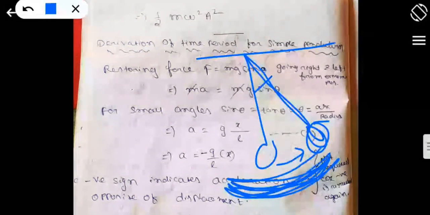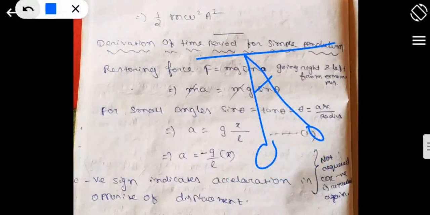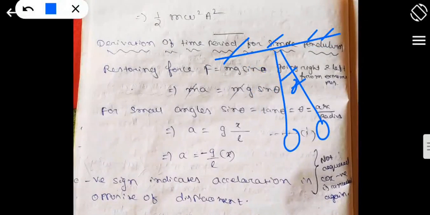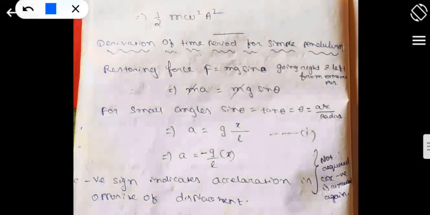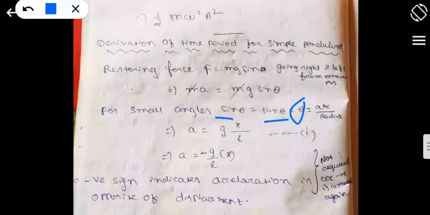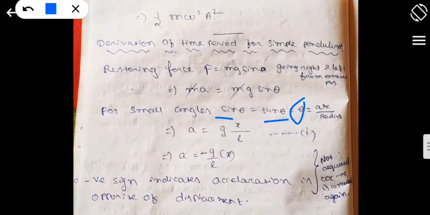Now the thing is that the angle theta that is being made is very small. And in mathematics, for a small angle, sin theta is equal to tan theta is equal to the very small angle theta, right? And for the very small angle theta, there is a very simple calculation. What is that one?